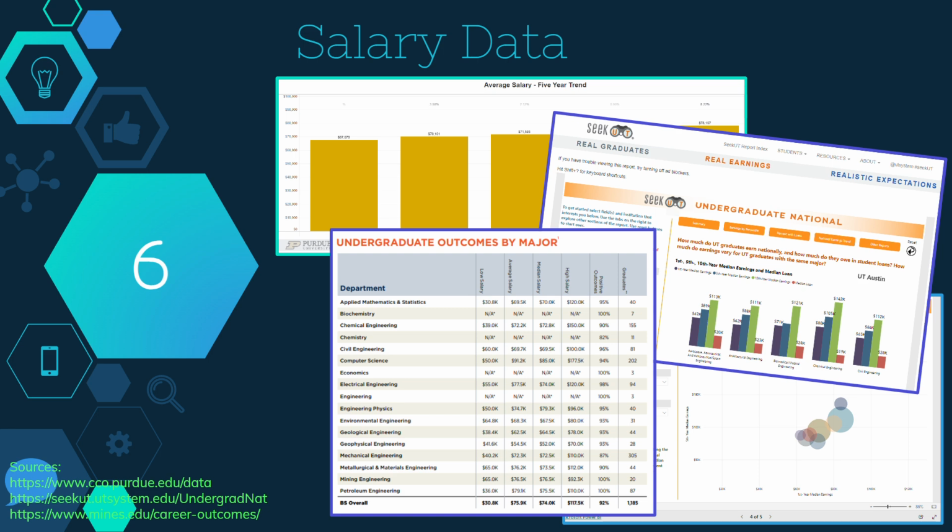And then just a word about median and average, or mean, for the salaries. Median means that half of the data points are above and half are below.